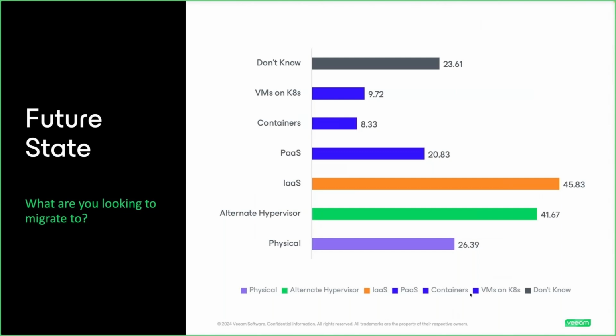IaaS, right? So those VMs on the cloud is the preferred destination, again based on those survey results, at almost 46%. And then we do see that increased adoption of things like platform as a service. So again, those fully managed hosted databases, file shares, we've got containers, and again, we've got VMs on Kubernetes as well. And again, I'll get into that in just these next few slides on why that's so important.